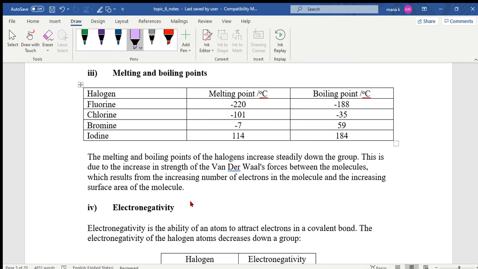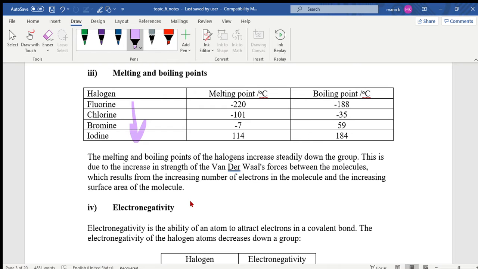Okay, so let's explain that as we go down the group, and let's relate that to melting and boiling points. Since there are more electrons as you go down the group, we're talking about intermolecular forces here. As there are more and more electrons, the strength of van der Waals forces between the molecules increases.